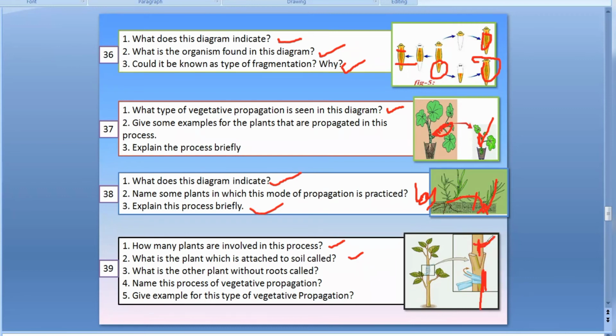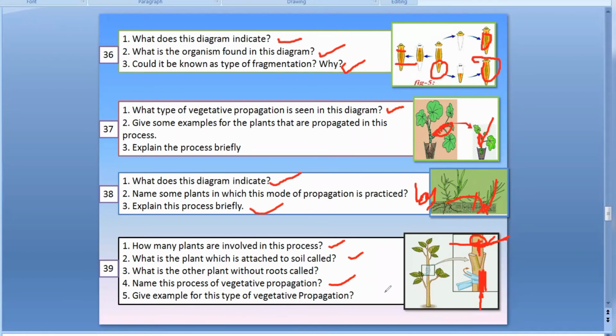This part is cut and taken from another plant, so this is called the scion or graft. The plant with the root part is called the root stock. What is the other plant without roots? The plant without a root is the graft or scion, and the root part is the root stock. The name of this process of vegetative propagation is grafting.